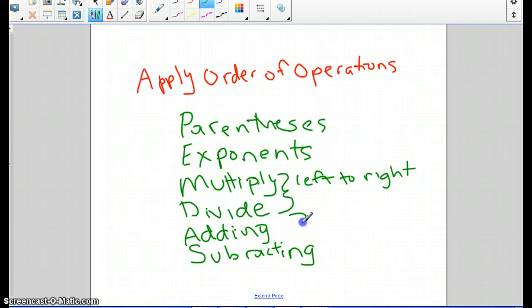Same thing with adding and subtracting. If a problem has adding and subtracting occurring more than once, again, to figure out which one you do first, you start at the left of the problem, work your way across, and do the first one that you come across, going left to right. Okay, let's look at a couple examples.